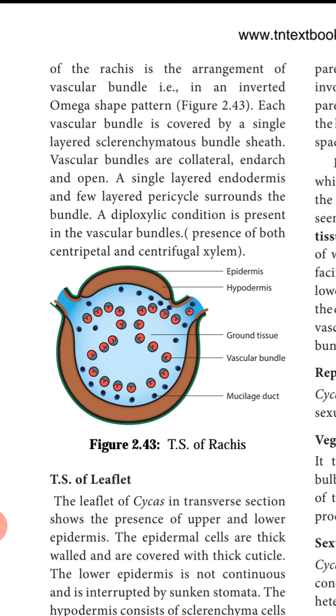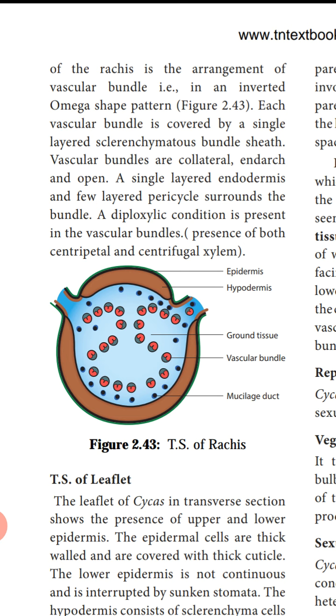Next you are going to study the TS of leaflet. Now here in this figure 2.43, this ground tissue, the blue color layers, is divided into two sides. The two sides represent the leaf base. Next you are going to study the TS of leaflet.